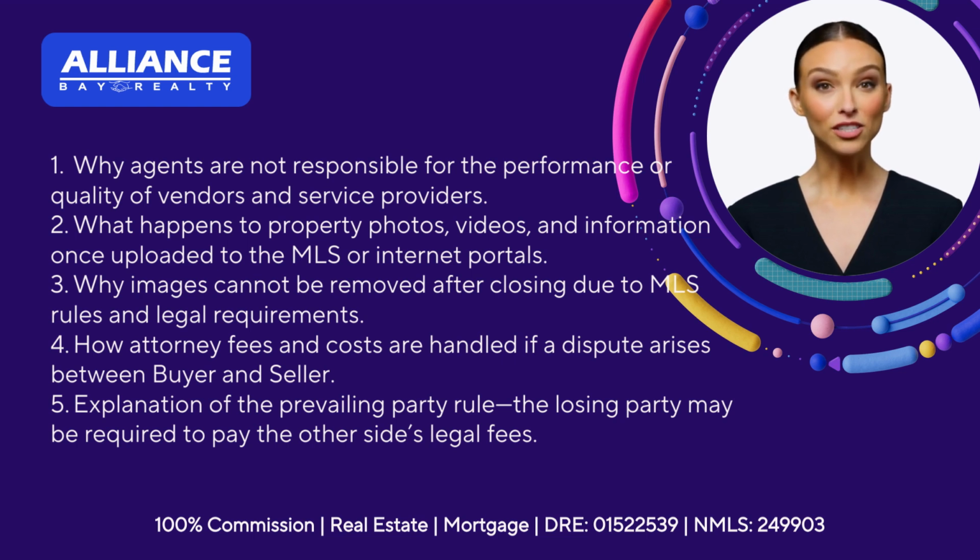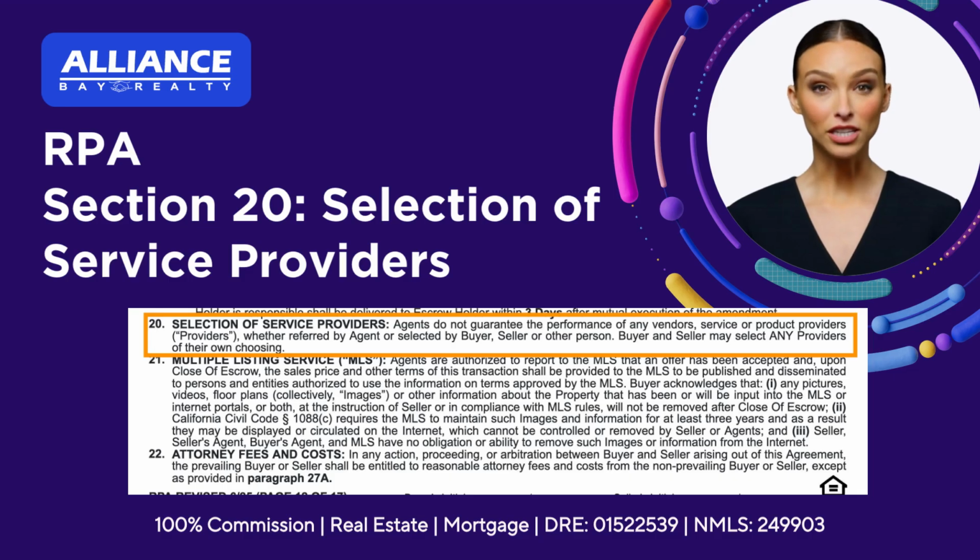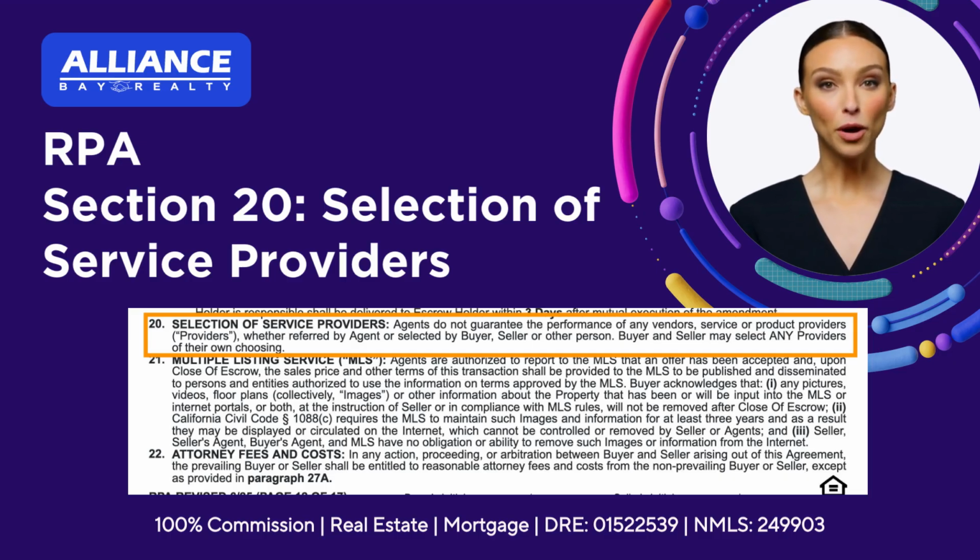Let's jump into sections 20, 21, and 22 of the RPA. Section 20, Selection of Service Providers. What the clause says in plain English: 1. Agents do not guarantee the performance of any vendors or service providers. 2. That's true even if the provider was referred by the agent or chosen by the buyer, seller, or anyone else. 3. Buyer and seller are free to choose any providers they want.